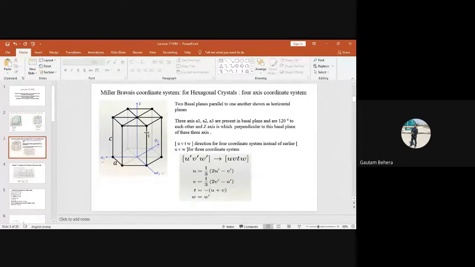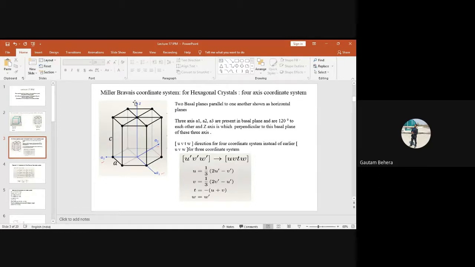Then you can see we have 3 axes, as I told, A1, A2, and A3. These 3 axes are in this basal plane only. And if you want to find out the interaxial angle between A1 and A3, between A1 and A2, between A2 and A3, that will be 120 degrees. So these 3 axes are 120 degrees apart from one another, right? Same angle, 120 degrees, 120 degrees, and 120 degrees, right?